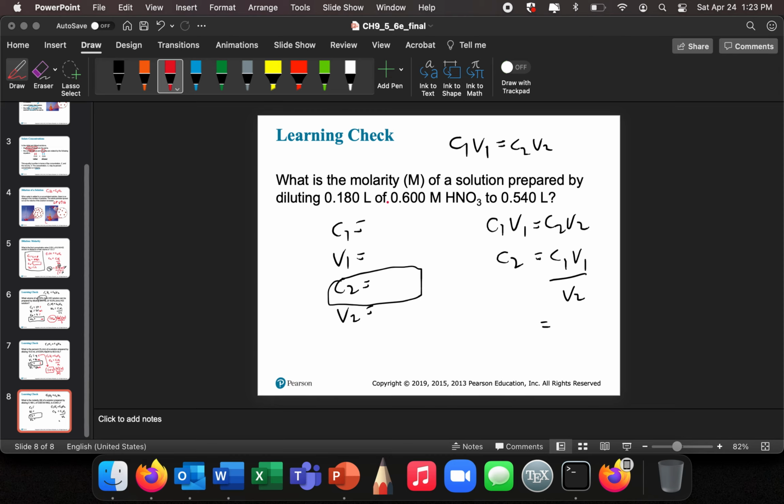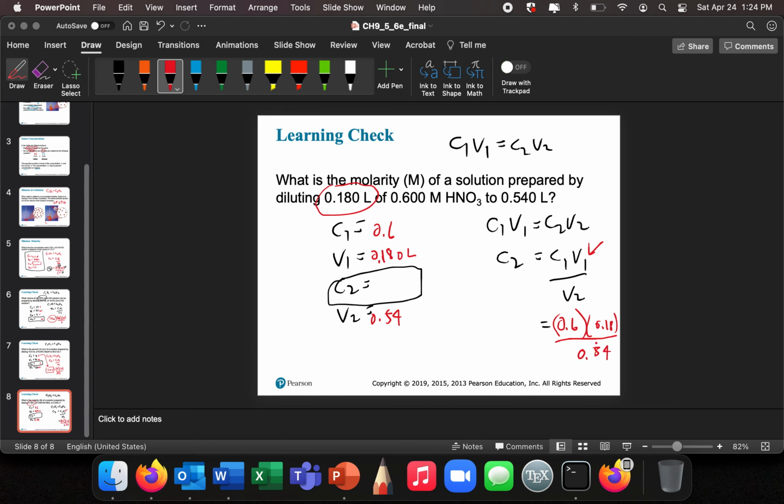C1, prepared by diluting this much, that's my V1, 0.18 liters of a 0.6 molar solution, okay, 0.6 molar. And I'm going to 0.54 liters, 0.54, and I have a feeling those are even multiples, okay? C1 is 0.6. V1 is what I'm looking for next, is 0.18, right? And 0.54 is V2.